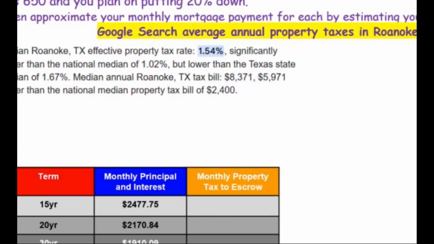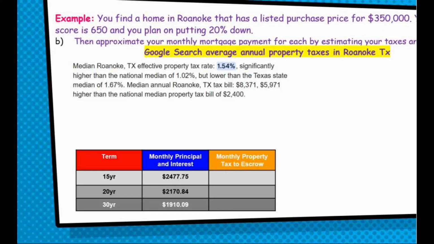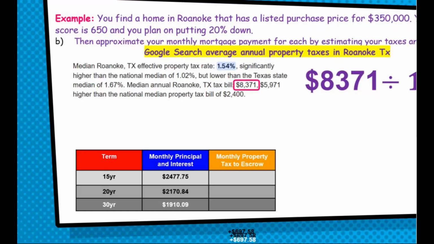At the bottom, you see this number right here. It says median annual Roanoke tax bill was about that, and it says which is almost $6,000 higher than the national median property tax bill. So our taxes are pretty high in Texas. So I'm going to take this number, this 8,371, and that's what the escrow, that's what my lender is going to pay. If that's my tax bill, that's what they're going to pay once a year.